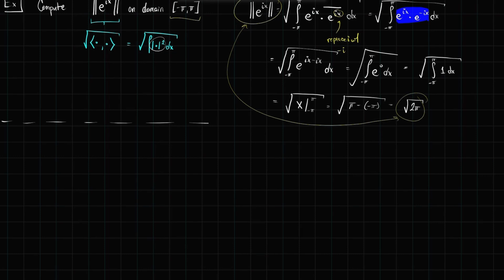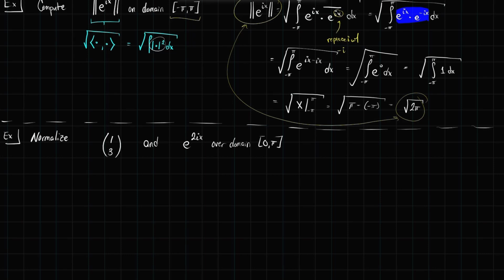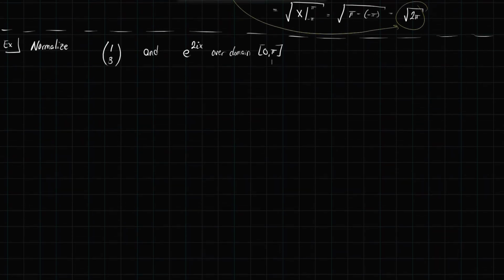So let's go ahead, final example, and normalize two vectors. So let's normalize the vectors 1, 3, and e to the 2ix over domain 0 to pi. What does it mean to normalize? Let's recall. To normalize is to divide a vector by its magnitude, or norm.